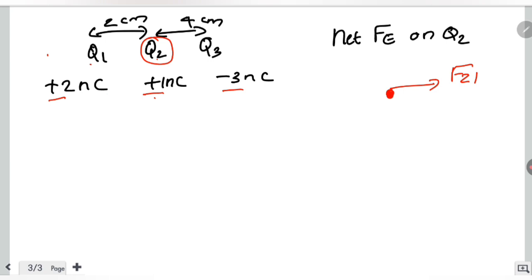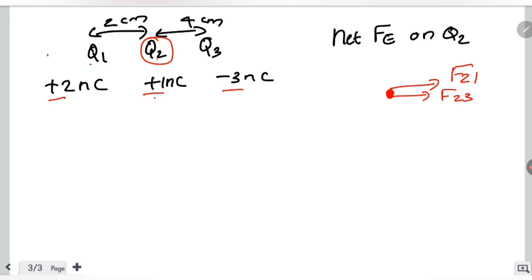But when you look at Q2 and Q3, what type of force is between 2 and 3? Attraction. That means there is a force between 2 and 3 that is towards Q3, which is also to the right. So it's F23.